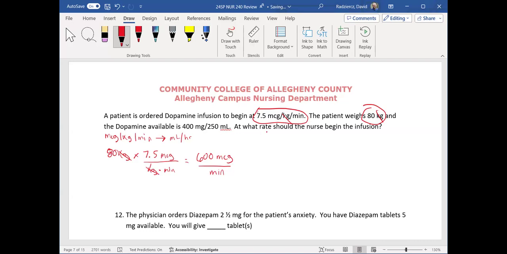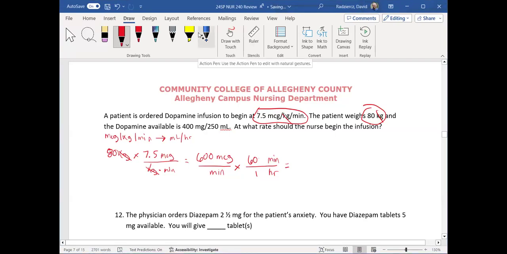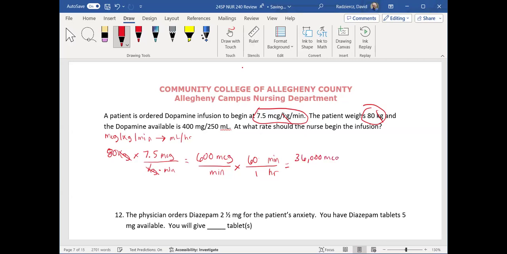My final answer is in hours. I know that already. Why not just go ahead and convert minutes to hours? So I'm going to multiply by my conversion factor for minutes to hours, which is 60 minutes in an hour. And then what that's going to give me is 600 times 60. I'm going to get 36,000 micrograms per hour.